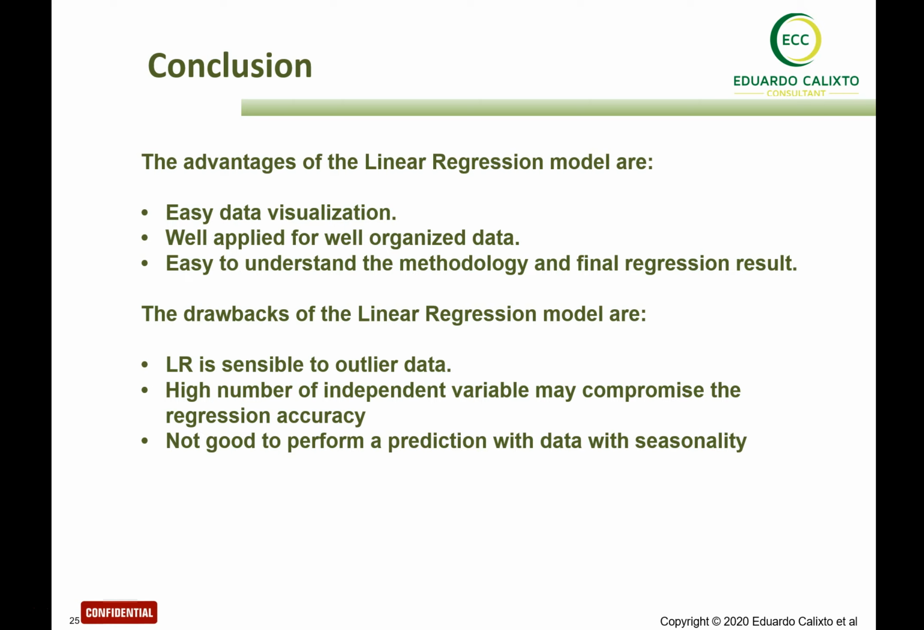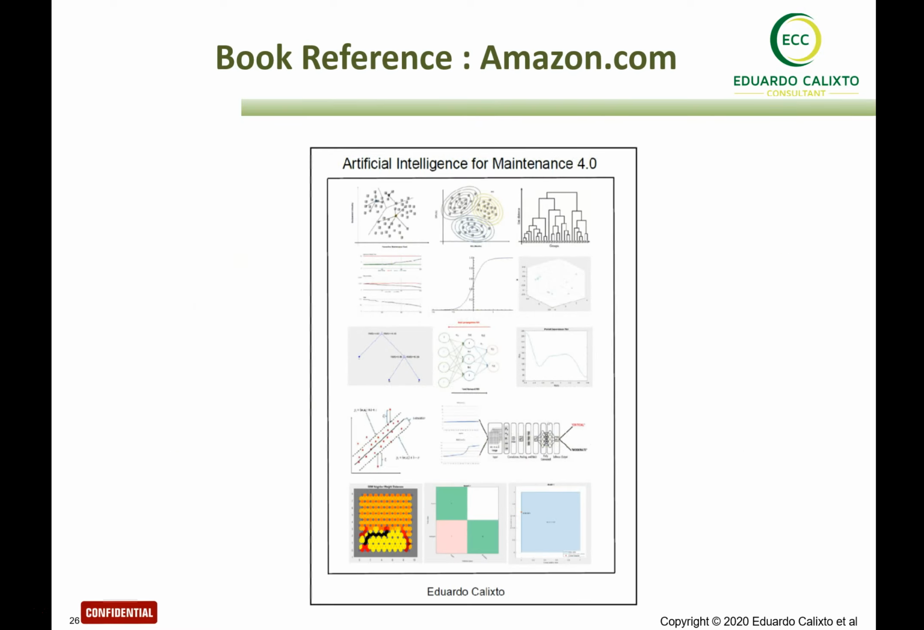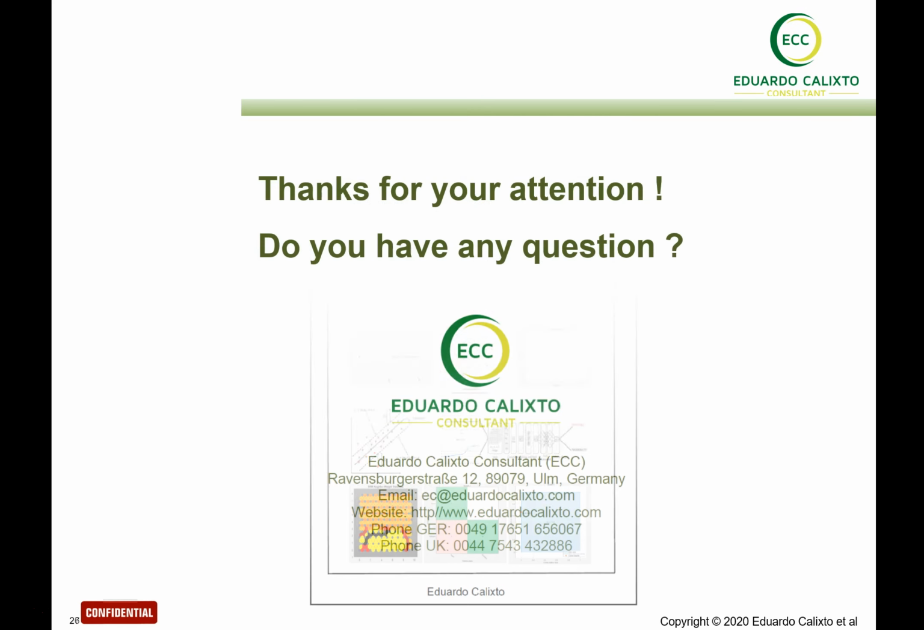It is also not good for performing predictions with data with seasonality. That means a data set that has ups and downs will end up with a line that goes through the average, and that will not be a good prediction. This linear regression method, supervised machine learning regression, is chapter 7 of my new book, Artificial Intelligence for Maintenance 4.0. You can find all this theory and the case study, and everything that I discuss here, written in there.